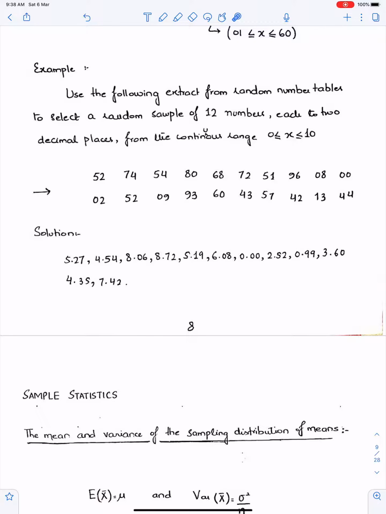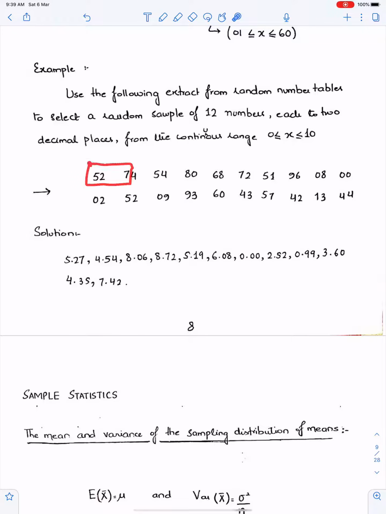Well, example 2. Use the following extract from random number tables to select a random sample of 12 numbers, each to 2 decimal places. Now this is important: 2 decimal places in this range. So we have to select a sample of 12 in this range and the numbers should be up to 2 decimal places. So this is the way to select the sample.